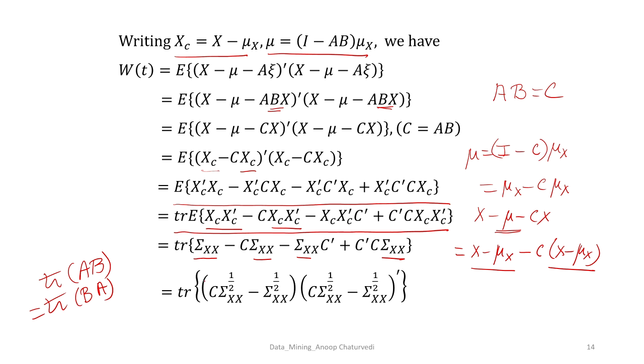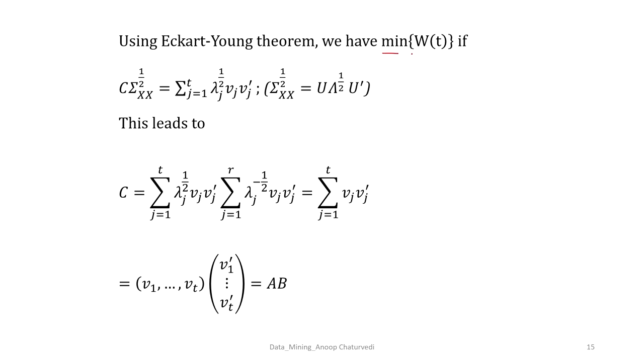And then you can write it as trace of (C sigma x x to the power half minus sigma x x to the power half) times (C sigma x x to the power half minus sigma x x to the power half) transpose. These two expressions are equal. And then you have to minimize WT. Then using Eckart-Young theorem, we have minimum of WT if C sigma x x to the power half is equal to summation j equal to 1 to t lambda j to the power half Vj Vj transpose.